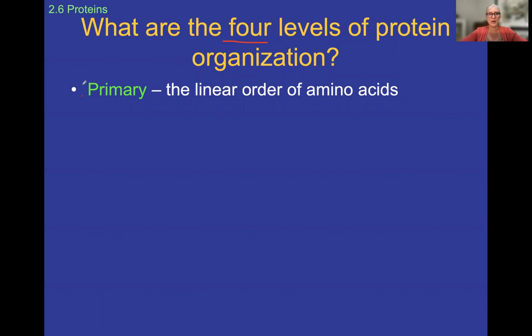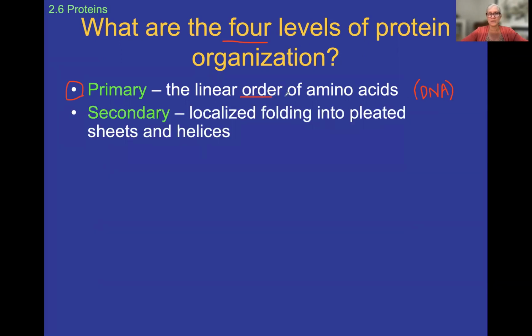You start with the primary level, which means you're going to put the amino acids in a particular order. The order really comes from the fact that you have a DNA molecule that will have the code. It's going to say, this is how you should put those amino acids together. So we're not going to go through that. Primary, chain of amino acids, that's how we start. What order are they in?